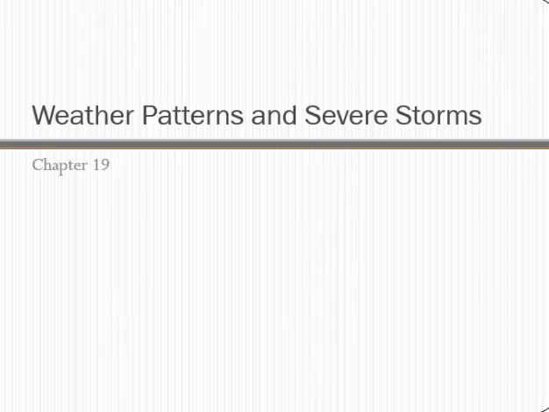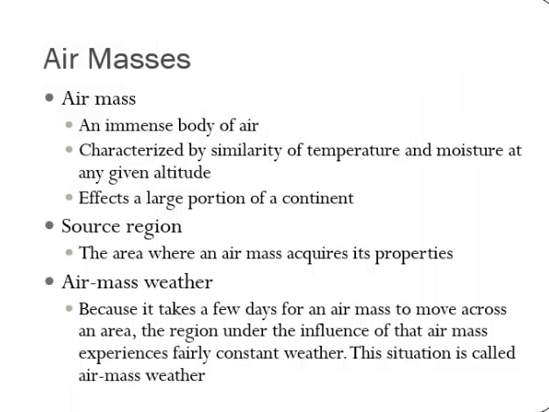Now we're going to get further into meteorology and looking at weather patterns and storms. And weather patterns all start with air masses. Now, air masses are just bodies of air that usually have characteristics of being cold or warm, or wet or dry. It's an immense body of air that's characterized by similarity of temperature and moisture.